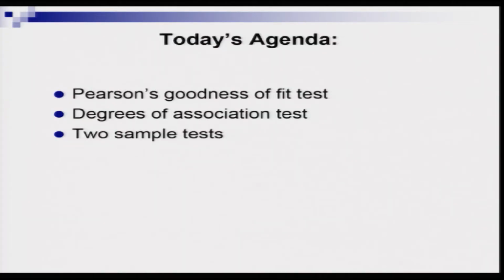So, we have been discussing hypothesis testing techniques, and last time we could not finish the Pearson goodness of fit test. So, today we are going to start with that concept, and we are also going to talk about a lot of new tests. Here are the agenda items for today's lecture. After the Pearson's goodness of fit test, we are going to talk about another chi-square test, called degrees of association or test of independence, and then we are finally going to talk about two sample tests.